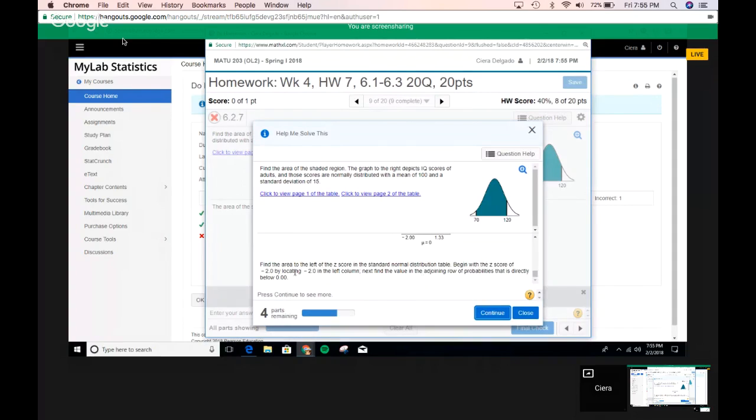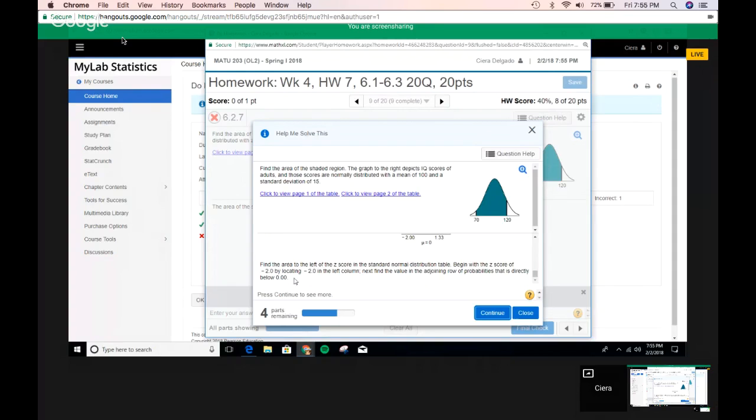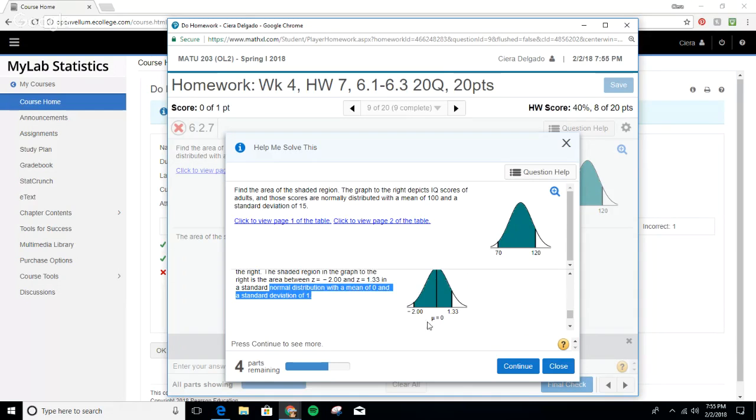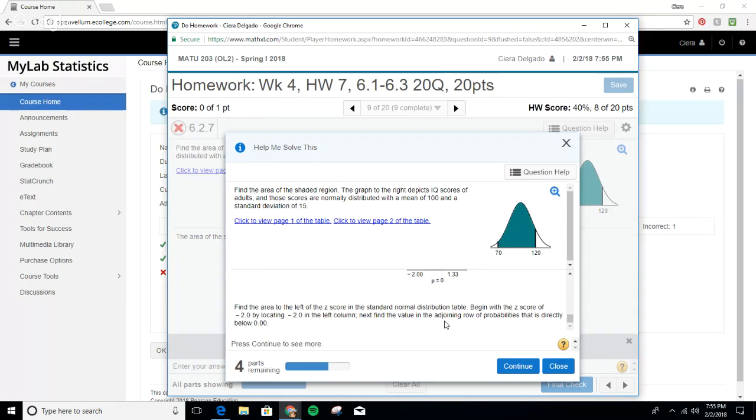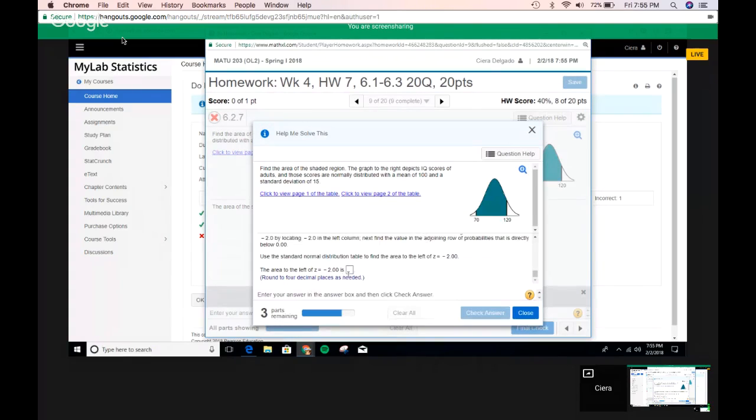Find the area of z-score, beginning with a z-score of -2. Okay, we located that. Next, find the value of the probabilities below 0. See, this is different than the last one. I don't know why that is. But let's continue. We'll click on one time. That's what's weird.